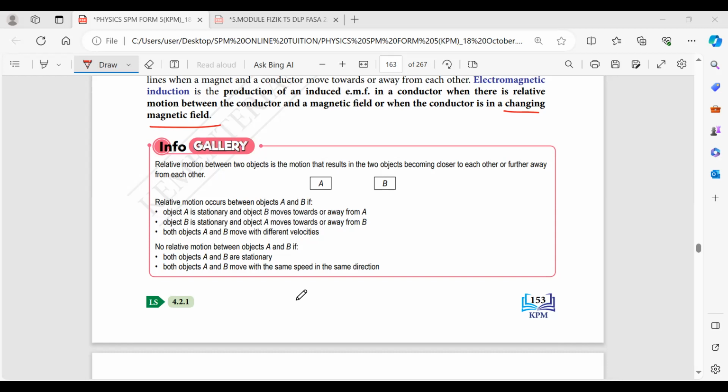If both are not moving, then it cannot. So there is no relative motion between A and B when both objects are stationary, and when both objects A and B move with the same speed. When both are moving at the same speed, there will be no overlapping taking place. So there will be no magnetic field line cut, no change in the flux, and no EMF will be induced. That is according to Faraday's law.